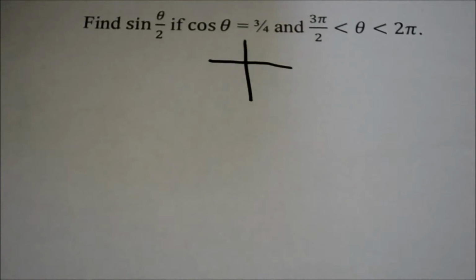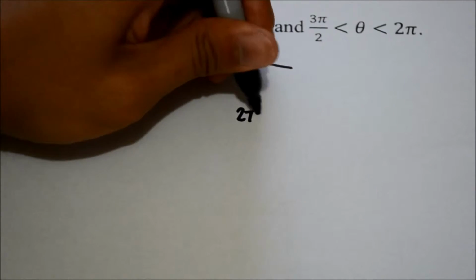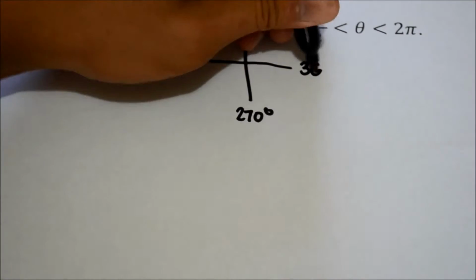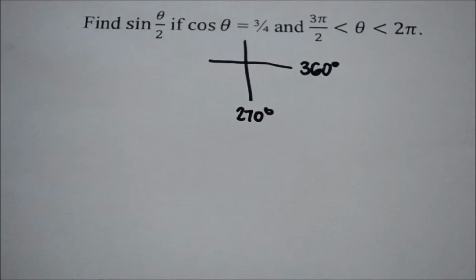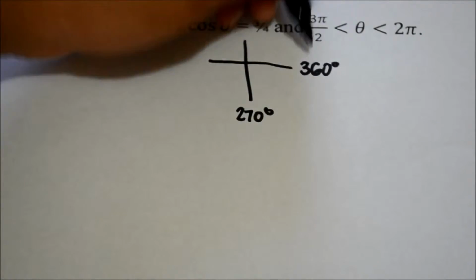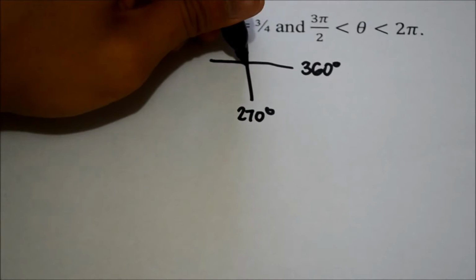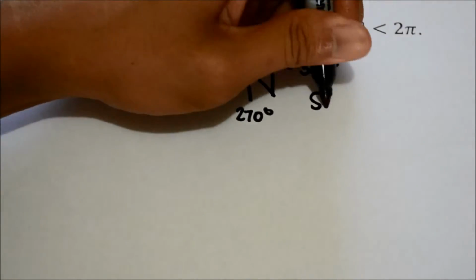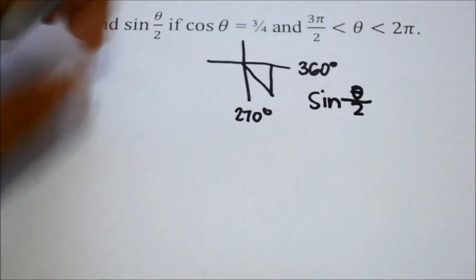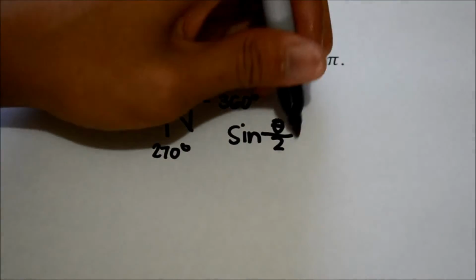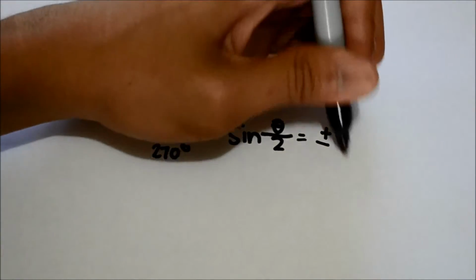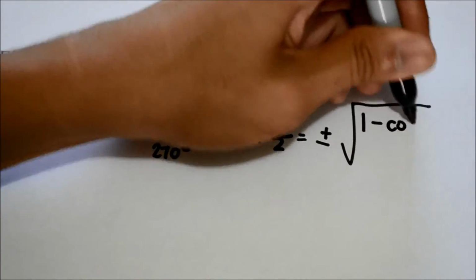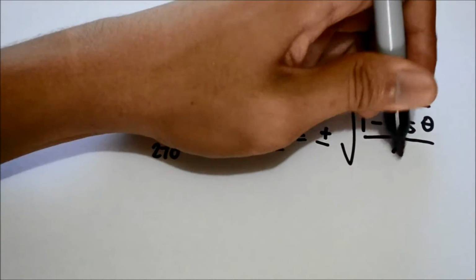Now, in degrees, 3 pi over 2 is 270 degrees and 2 pi is 360 degrees. So our domain is between 270 degrees and 360 degrees. Let's make a right triangle to visualize, and I will use the formula for sine of theta over 2 since this is a half angle identity. So the formula is sine of theta over 2 equals plus or minus the square root of (1 minus cosine theta) over 2.